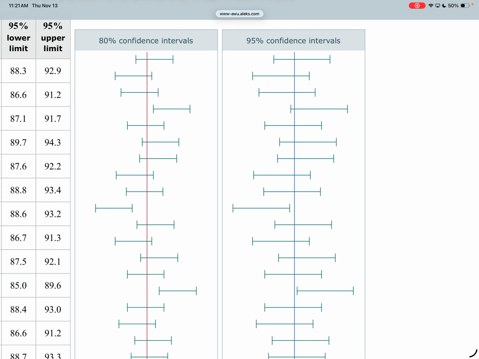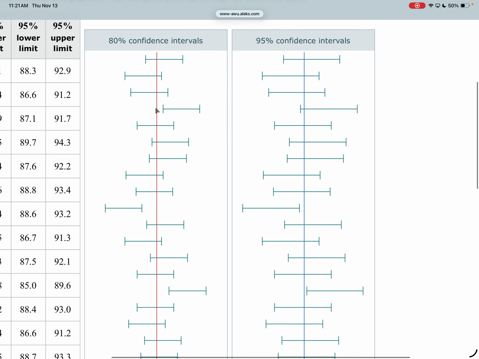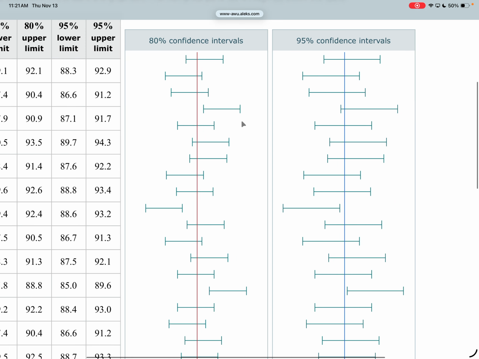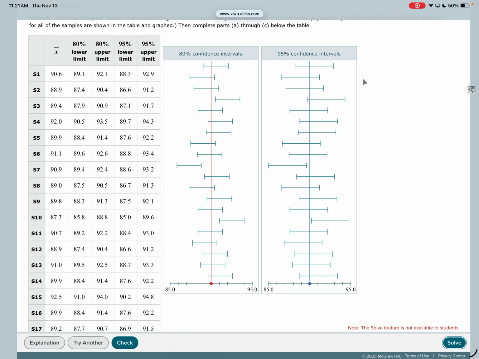The reason that there's always going to be more on the blue line is because when my confidence increases, my interval is going to increase. So if I look at this sample right here, this is sample number 4. In sample number 4, scroll back over here, the 80% was between 90.5 and 93.5. So 90 is not included. 90 would not be in the middle of that, right? But the 95%, if I say I'm 95% confident, I give myself a big margin of error. It's between 89.7 and 94.3. So you can see by this picture right here, this one just doesn't quite get to that 90 as this one does. So the higher the confidence, the bigger the interval, the more likely you are to actually find the true mean.